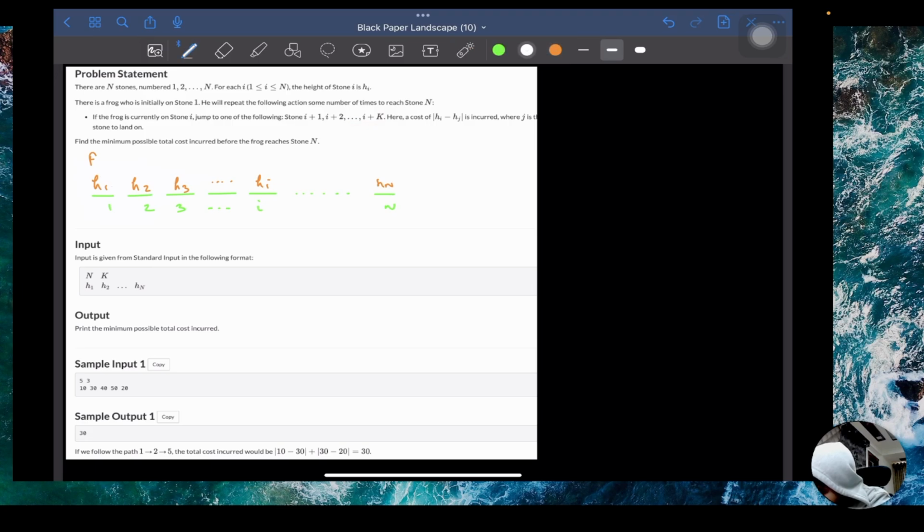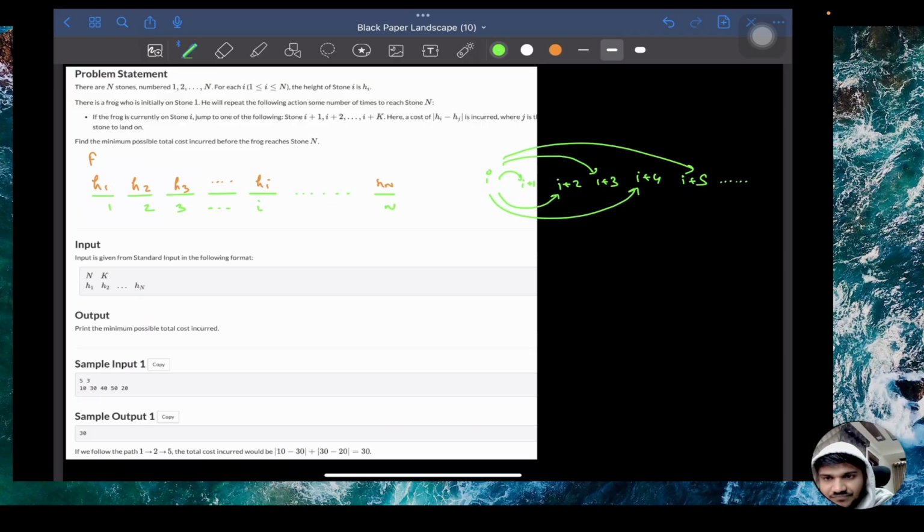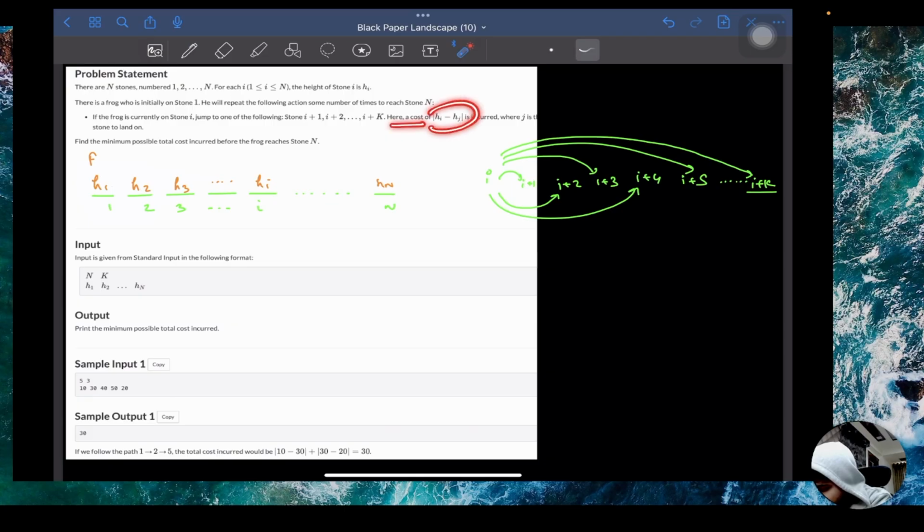So if you are standing at any ith stone, you can go to the i plus 1th stone, or i plus 2th stone, or i plus 3th stone, or i plus 4th stone, or i plus 5th stone, and so on, right? At last, the final jump that is given to you is i plus k. And the cost of every jump is hi minus hj.